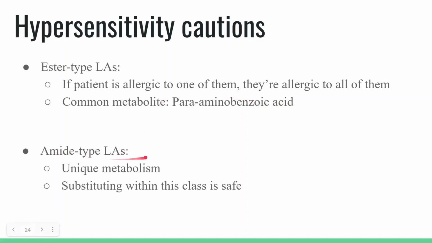Whereas the amide type local anesthetics have a lower risk of hypersensitivity and they all have their own unique metabolism, meaning they don't have a common metabolite. This means that if a patient is allergic to one of the amide type local anesthetics, it is safe to substitute for another amide type local anesthetic. Substituting within this class is safe and they don't have a shared common hypersensitivity causing chemical.